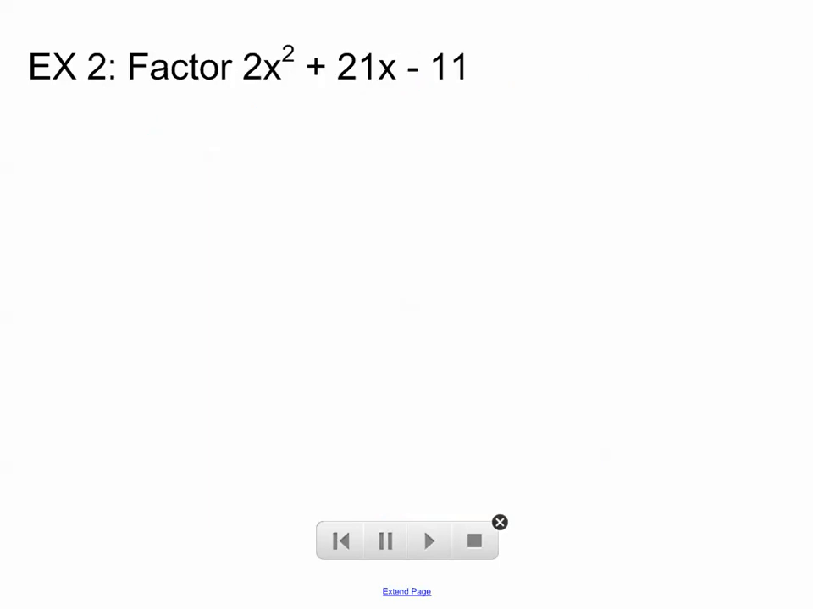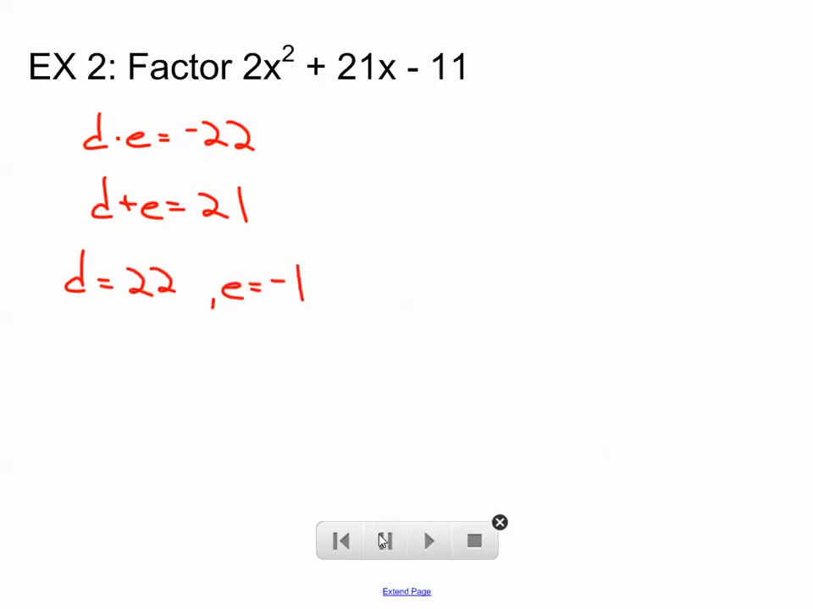Here we go. Here's our original trinomial. It's called the AC method because the first thing we do is multiply a times c. 2 times negative 11 is negative 22. And d plus e is going to be our b value, 21. Okay, so we're looking for factors of negative 22 that add up to 21. The first one you check, probably, is the correct answer. 22 times negative 1 is negative 22. 22 plus negative 1 is 21.